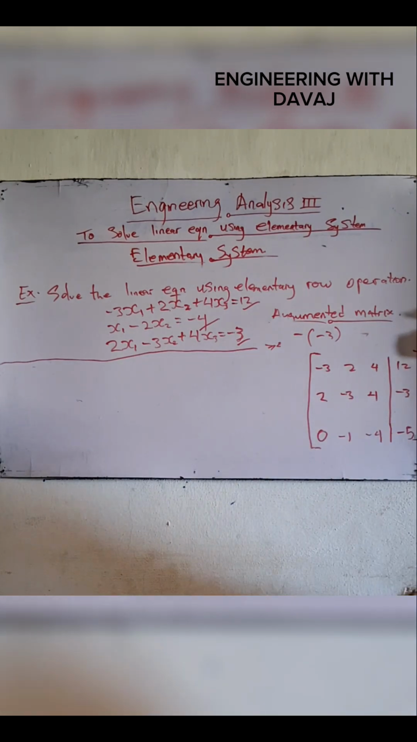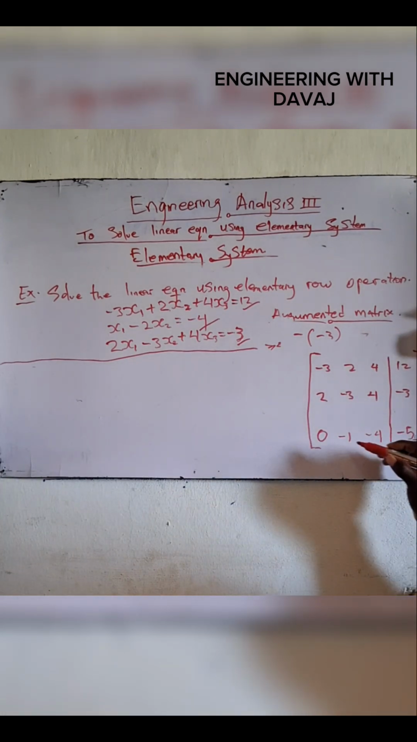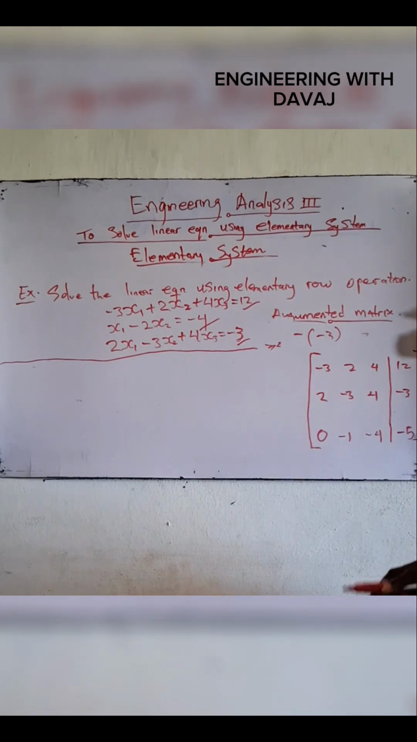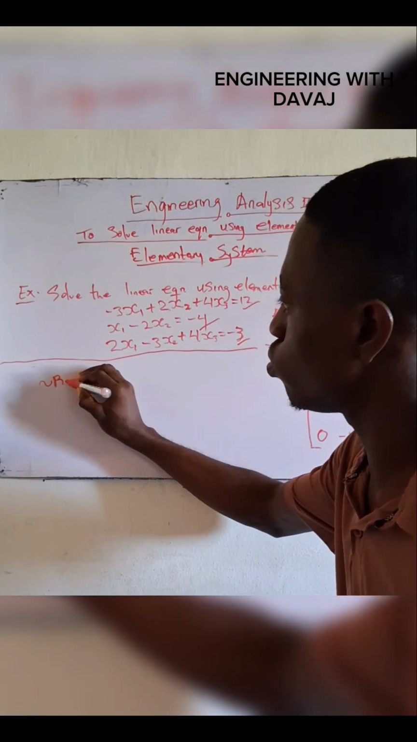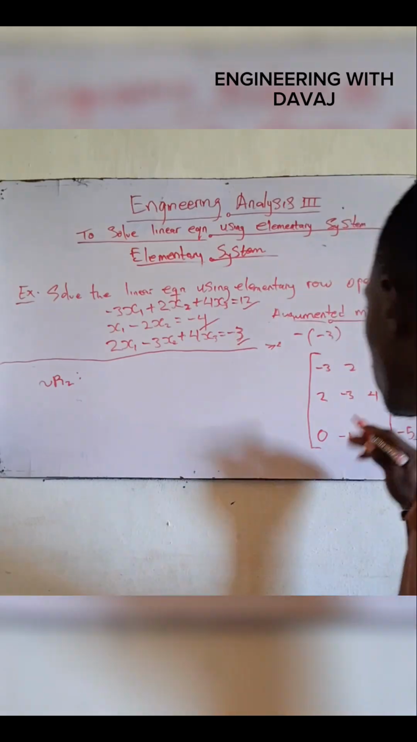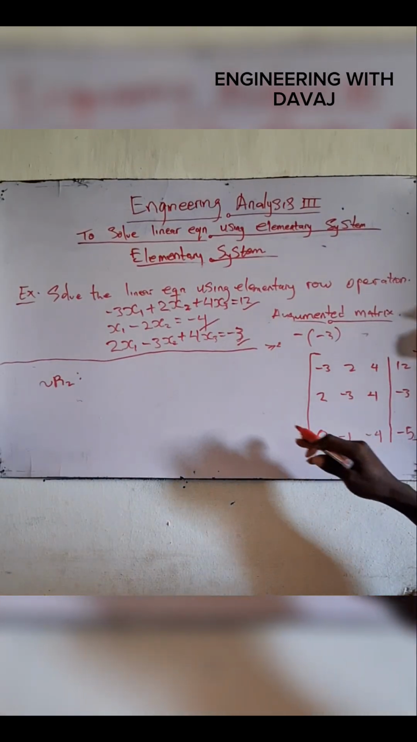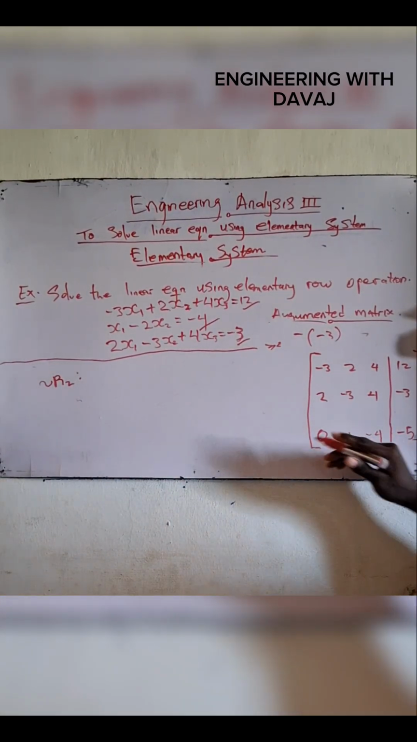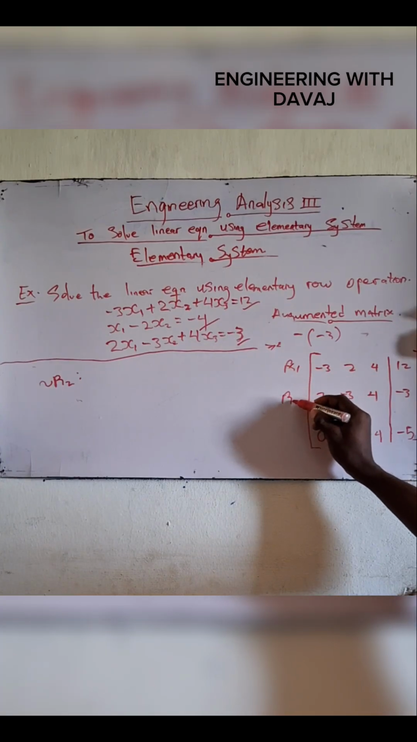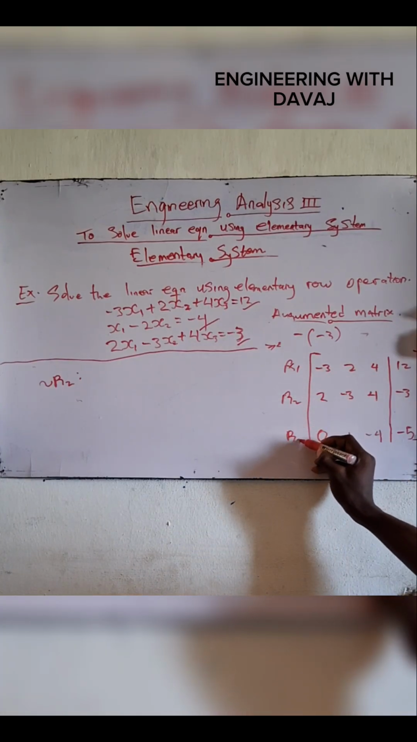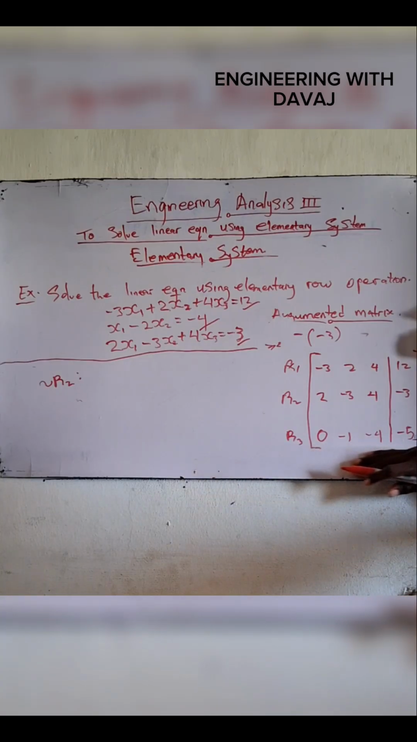So the next one I want to make 0 is this 2. So I'm performing an operation on row 2. So I'll say performing operation on row 2 such that, so let's do the stuff. Let's try to avoid this row 3. This is my row 1, this is my row 2, and this is my row 3.